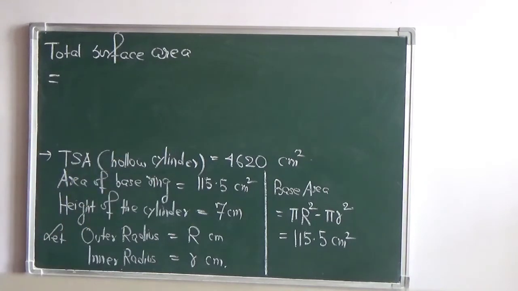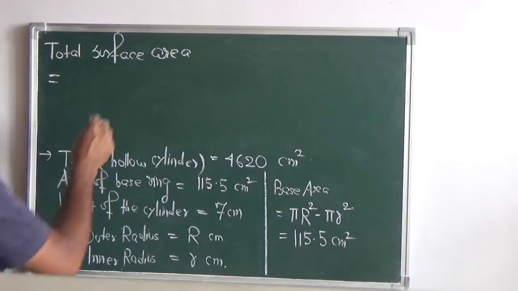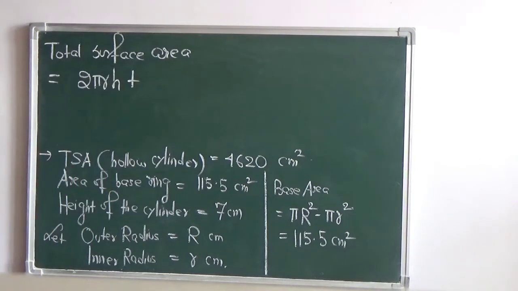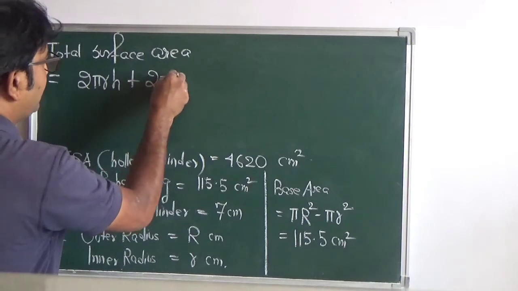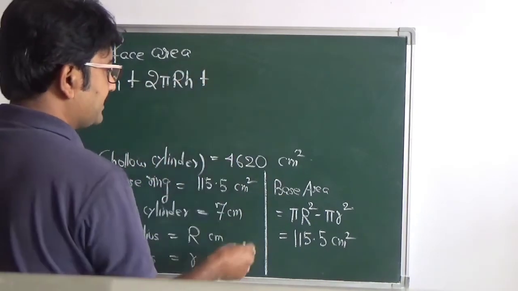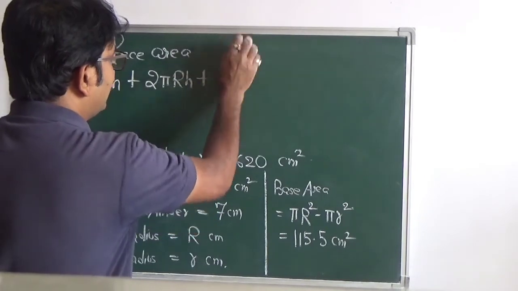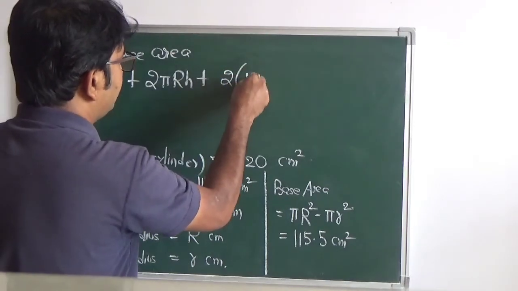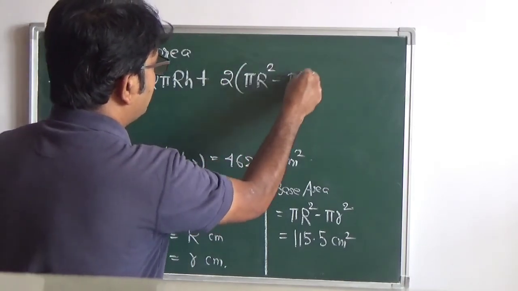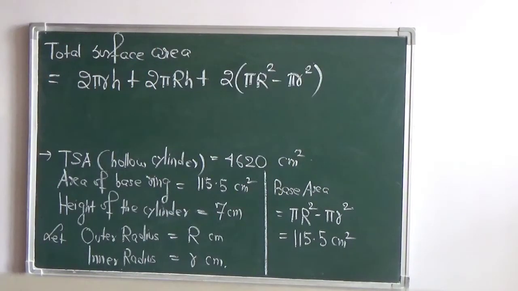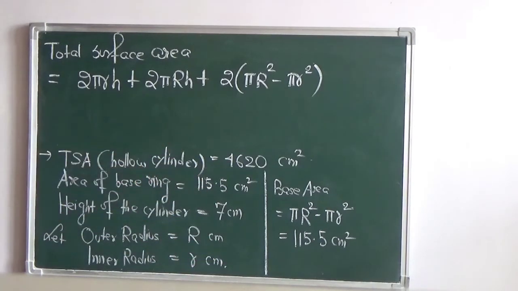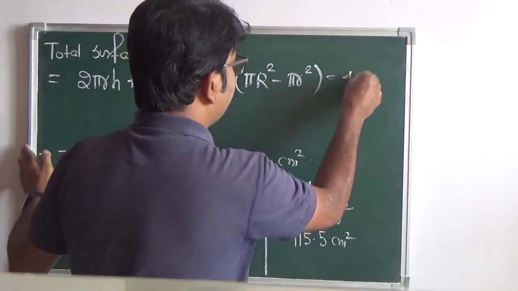The total surface area is the outer curved surface area plus the inner curved surface area, and then the area of the bases. That is 2 pi r h plus 2 pi R h plus the area of the bases, that is pi of R square minus r square. So 2 into this, because there are two surfaces, one is the upper part, one is the lower part, two base areas. And the total surface area is given as 4620.